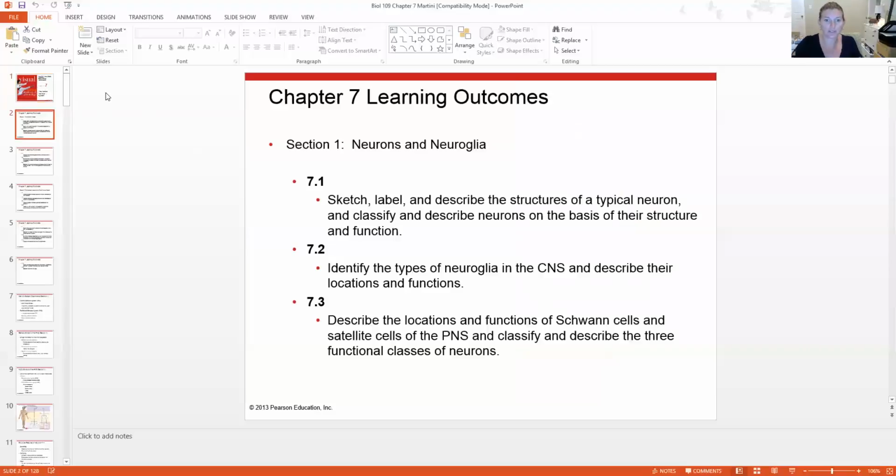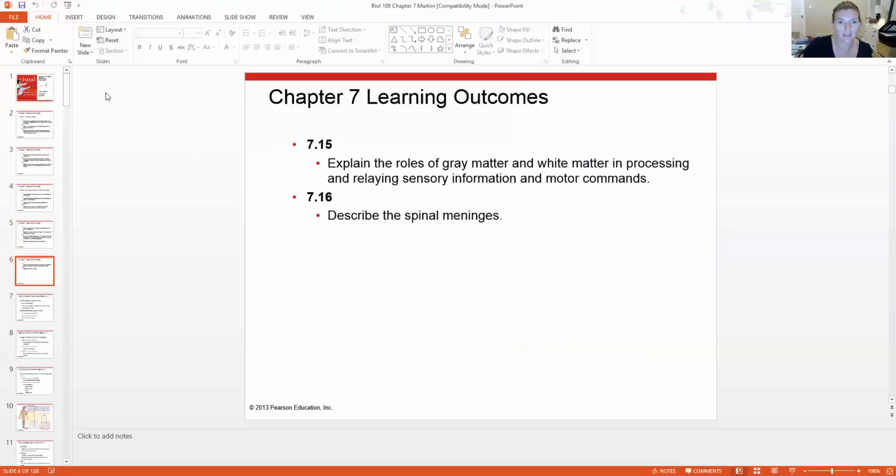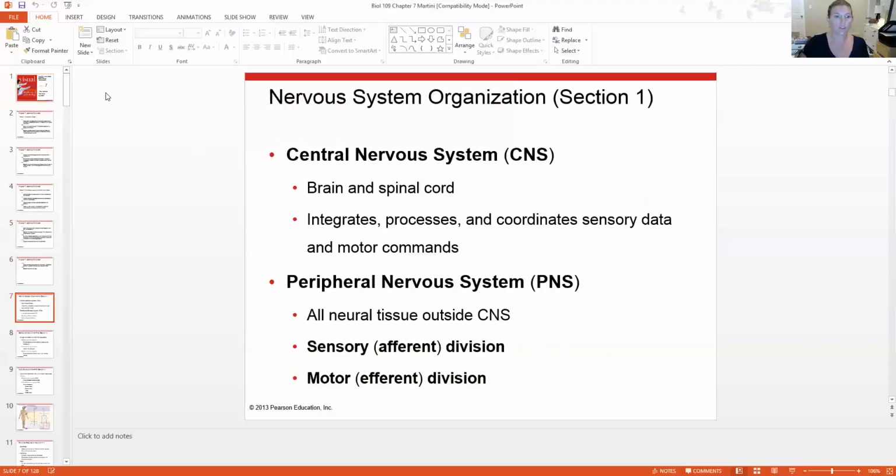Here are our objectives. By the end of the week, you should be able to do all of these things. Lots of objectives for this unit. Okay, let's move into the overall organization.